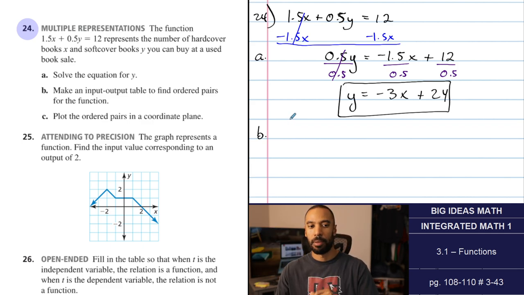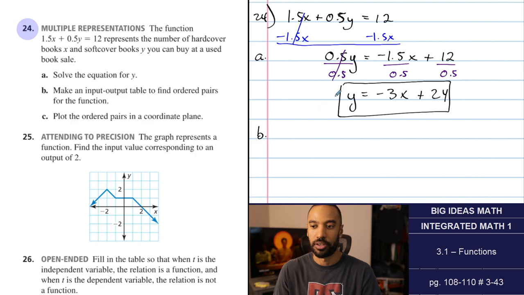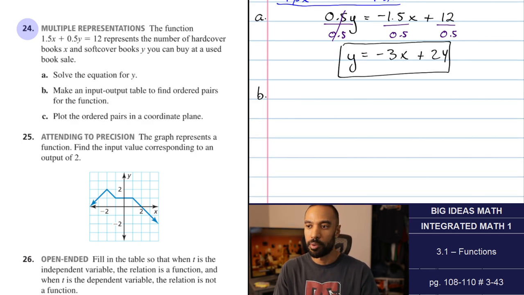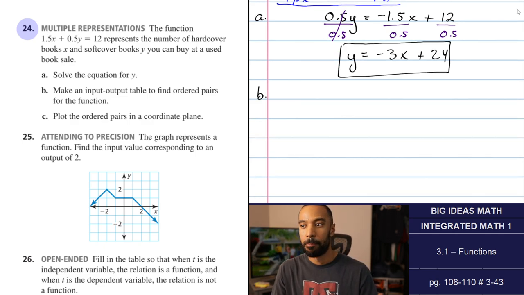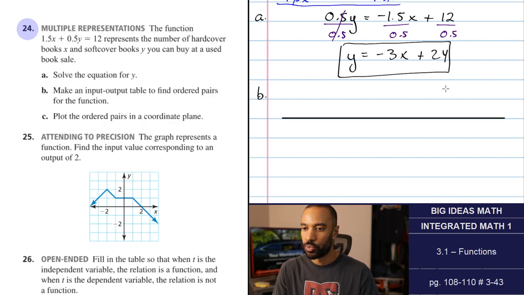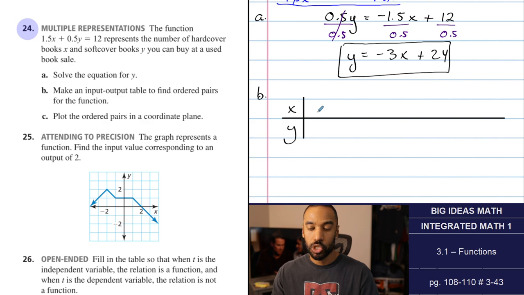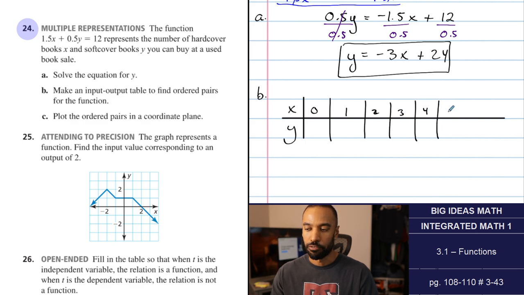Part B, make an input output table to find ordered pairs for the function. So yeah, I'm going to make my own, but now this is based on X, I get certain Ys. So I can do this as such. I can do an XY table, you know, like this. So I got X and Y, and this is a discrete relation. I either buy a hardcover book or I don't. So here's 0, and then we move forward. 1, 2, and I don't know if you know this, but your domain is limited because you can only buy so many before you can't afford them.